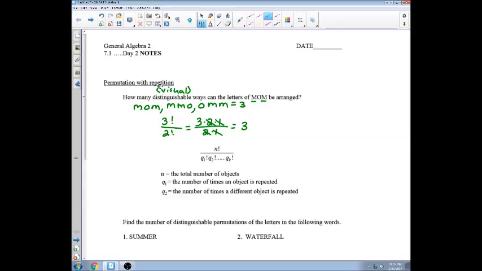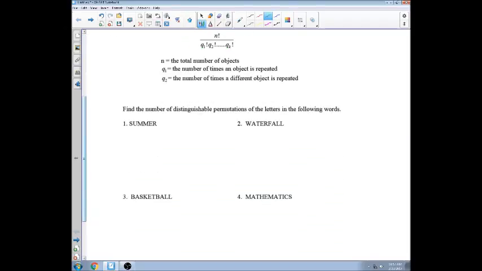Okay? So the numerator is the number of objects I have, their factorial. The denominator is, say, one letter repeated twice, it would be 2 factorial. Another letter repeated 3 times, it would be 3 factorial. Another letter repeated 4 times, it would be 4 factorial. Okay? So let's look at some more of these examples.